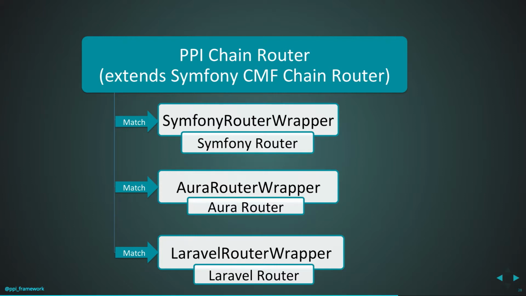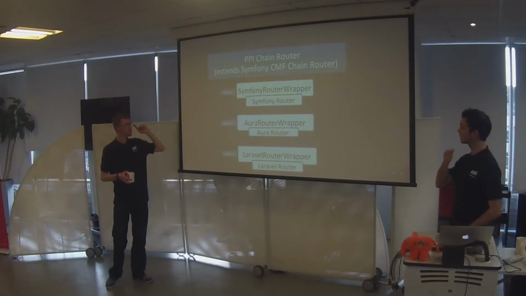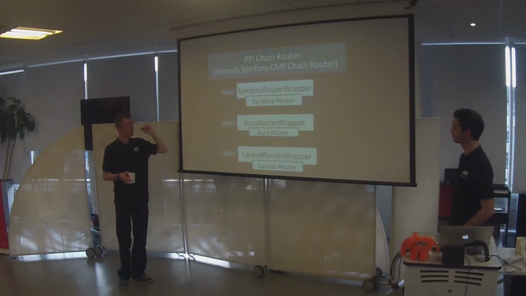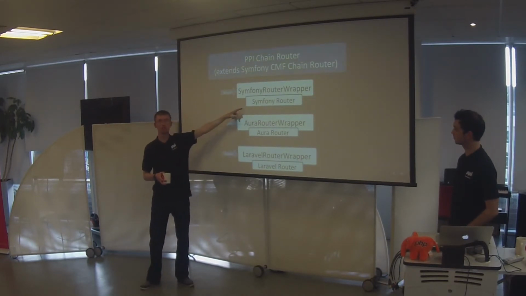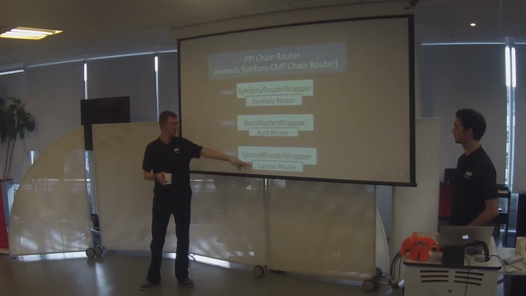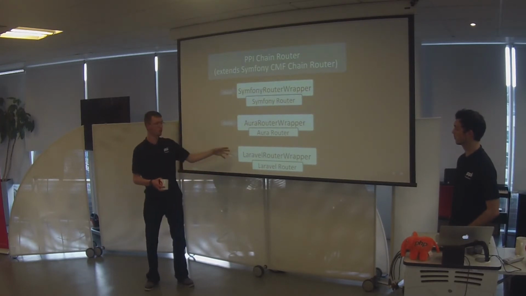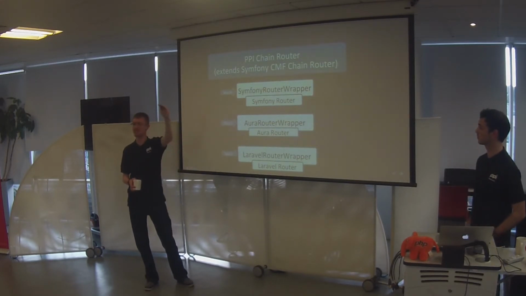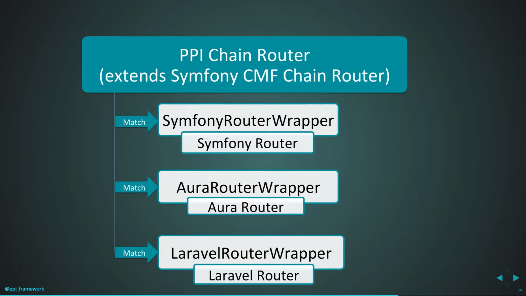Okay, so you asked a question about how does it do it, adding your own router. Like what would I need to do? This is what it looks like. This is the PPI chain router, a very thin layer on top of the Symfony CMF chain router. This is the native router that you would use in Symfony, or that Symfony uses inside of itself. Again, the native Aura router and Laravel, and you can keep going and going. What you do is you just create a very small wrapper that you can put into the chain. Effectively, it's a stack, and it iterates down the stack and matches until it has a hit, or you get a 404 in the end, right?